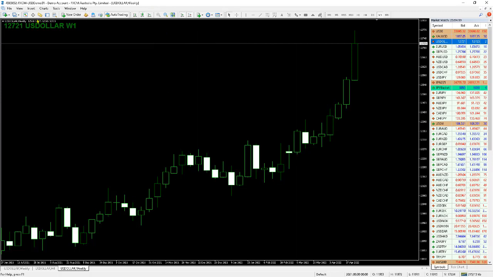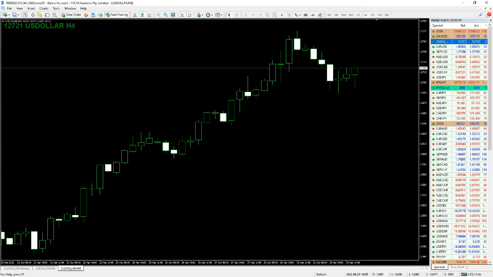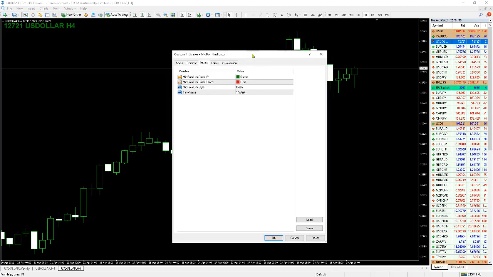One of the indicators I want to be using today is what I call a midpoint. For example, on the 4 hour time frame, there is the midpoint indicator, which you can find on the net. You can Google it; it's called a midpoint indicator. In here, I want to look at the 1 week.